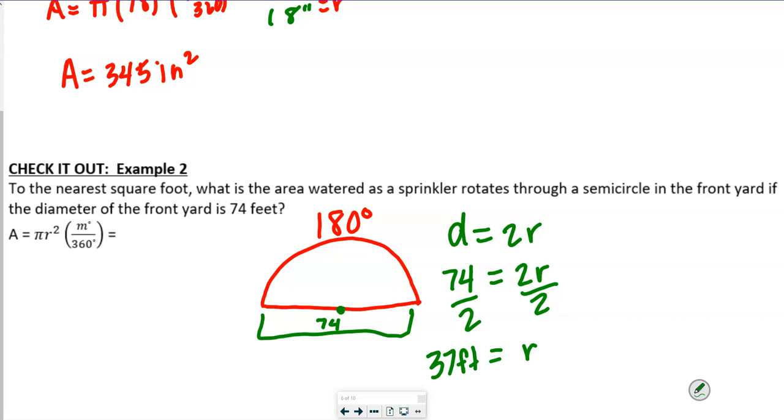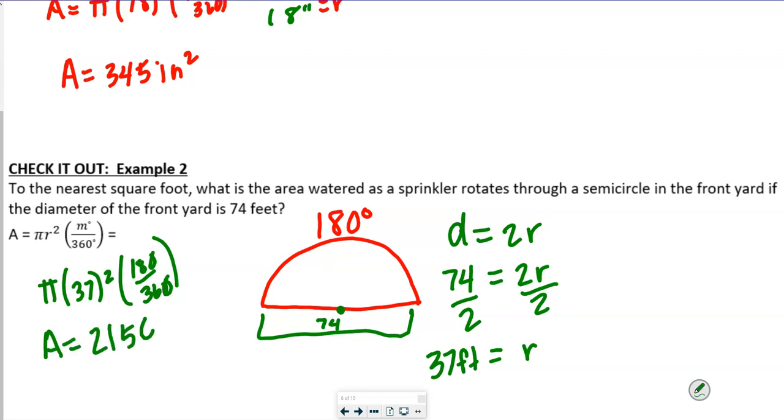Okay. Now you can find the area. So go ahead, pause the video and find the area. So this one is going to be, again, pi times 37 squared times 180 over 360. Put all that in your calculator. And again, you're going to give it to me. Our area is equal to 2,150 feet squared. Okay. All right.